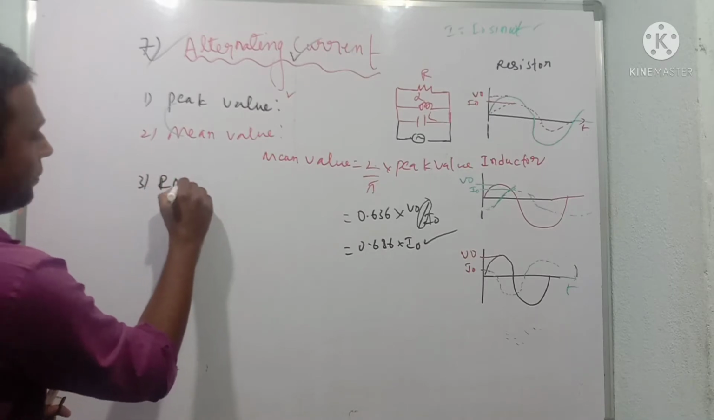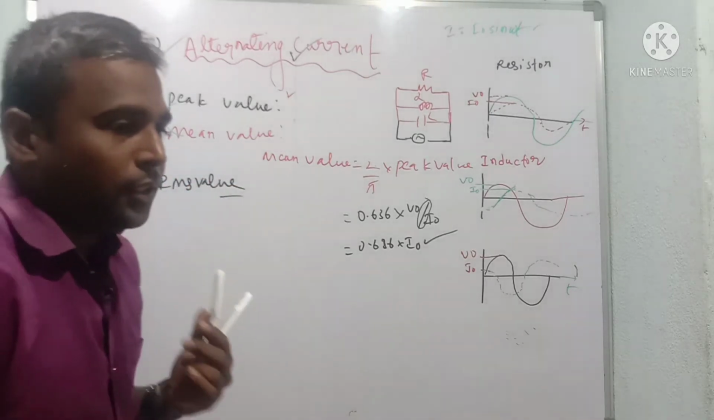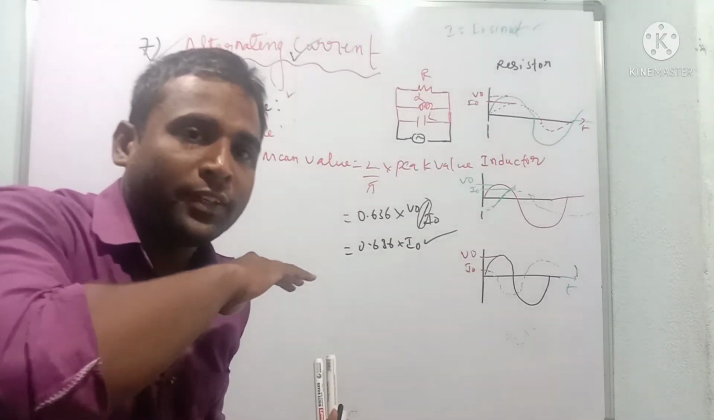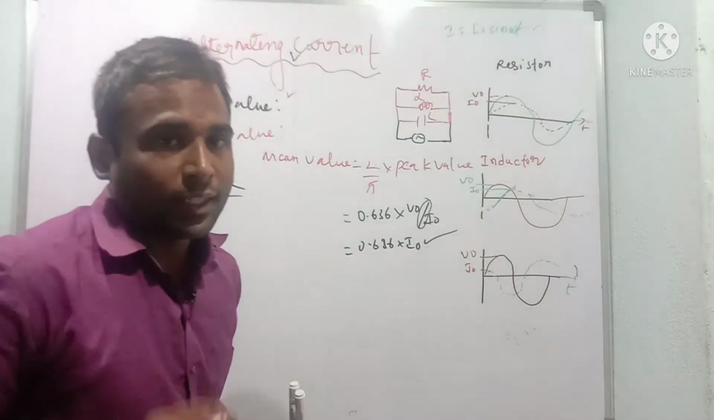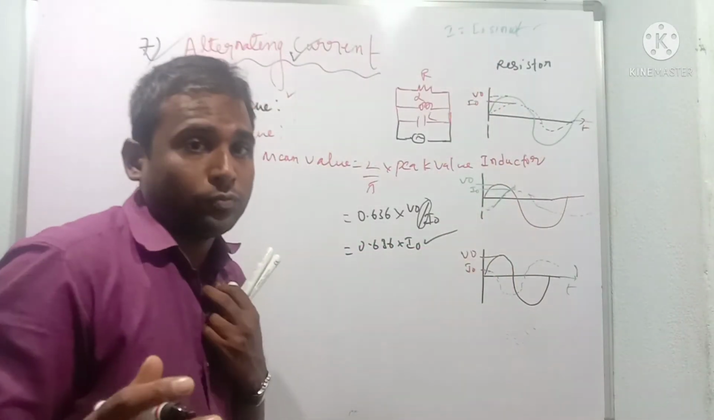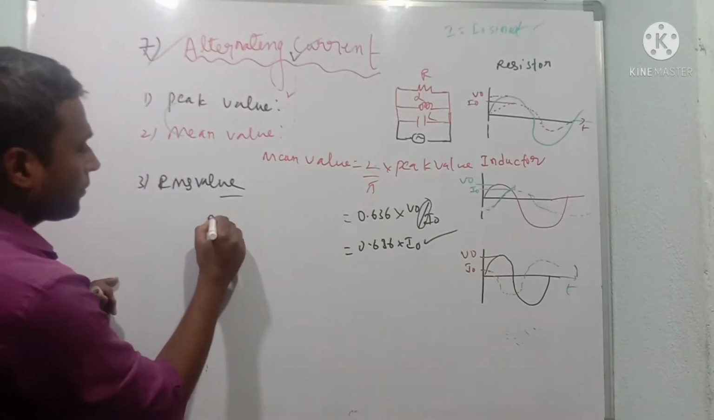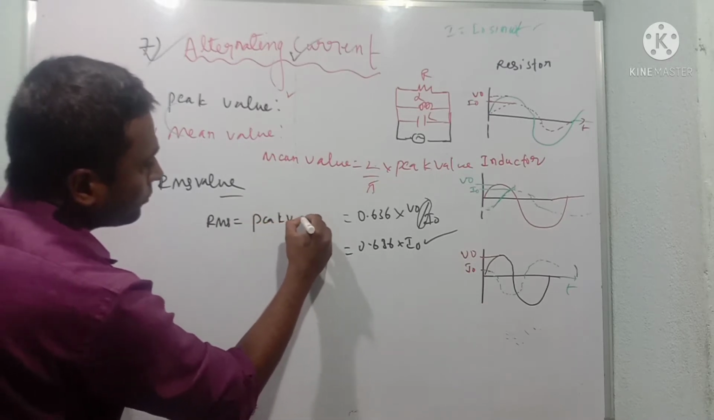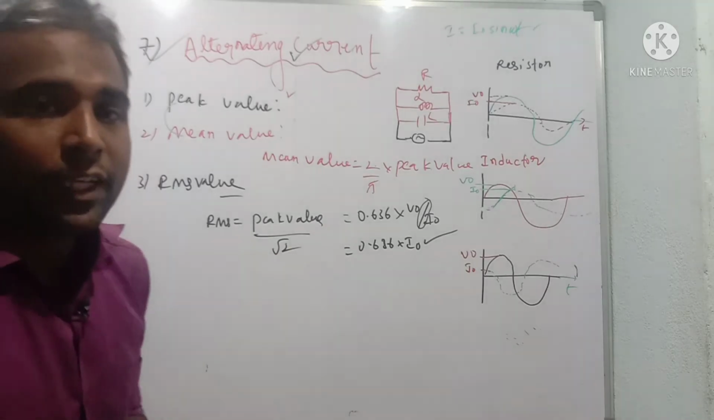So what is the RMS value? It is the square root of the mean of the squares of all the values of instantaneous current taken over a cycle. This RMS value is given by the peak value divided by root 2. Peak value divided by root 2.